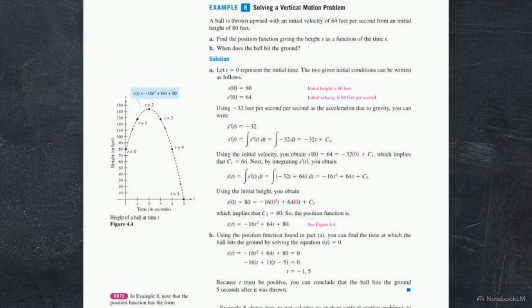This graph visually proves our mathematical result. We see the position function track a small dot starting at the 80-foot mark on the y-axis, tracing the parabolic arc, and terminating perfectly at the 5-second mark on the x-axis.